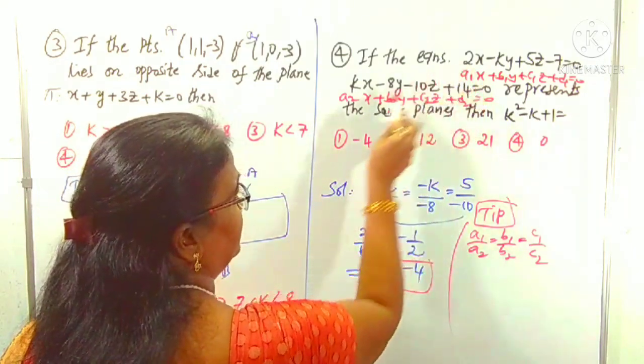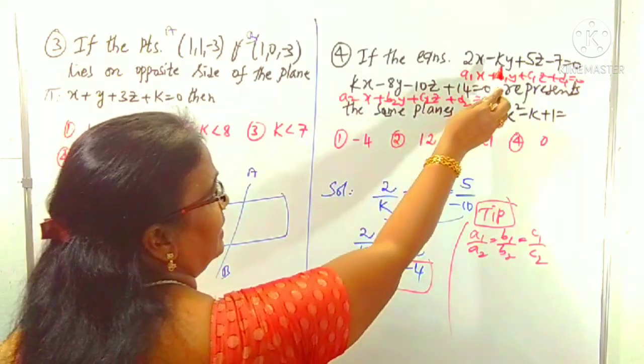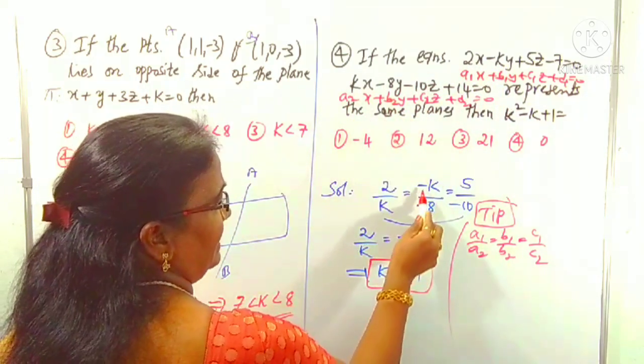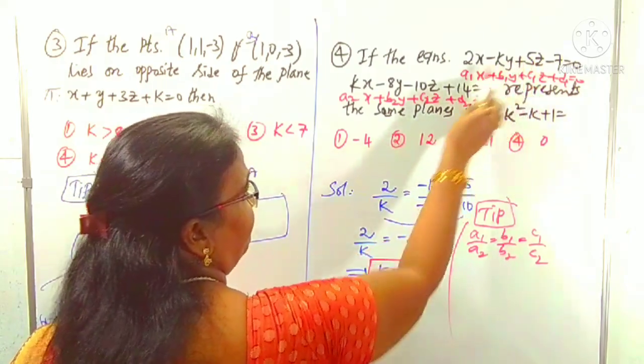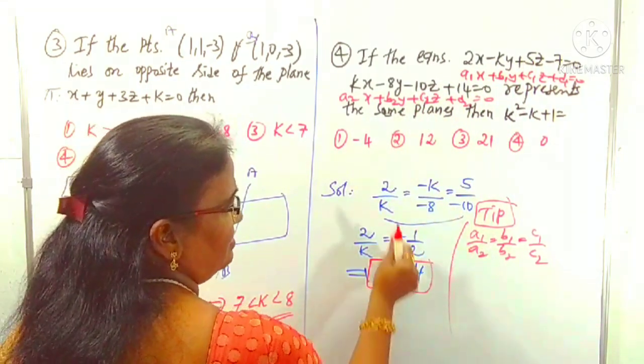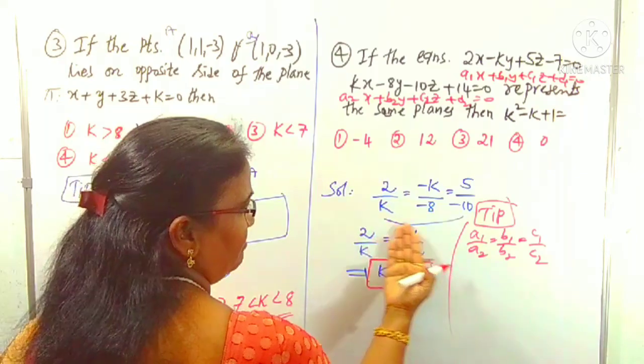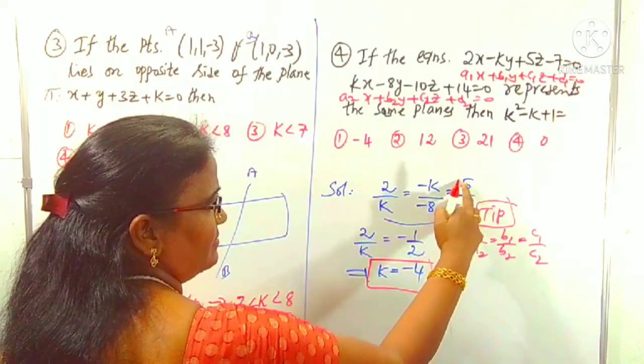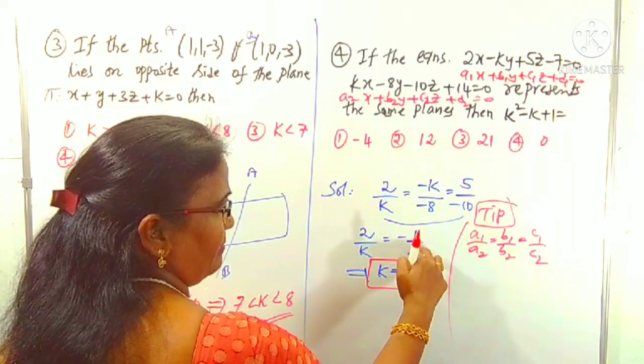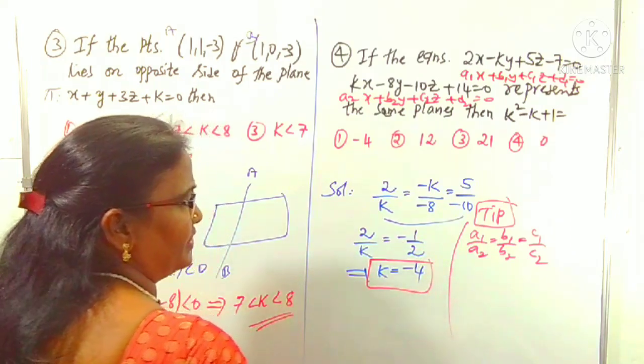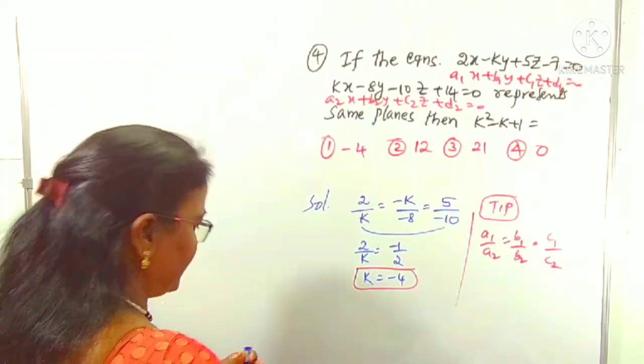a1 by a2: a1 is 2, a2 is k, so 2 by k. b1 is minus k, minus 8, so minus k by minus 8. c1 is 5 by minus 10. So we need one k value. We can equate better the first and last one. 5 by minus 10 is 1 by 2 with minus. From this you can find out k value is minus 4.